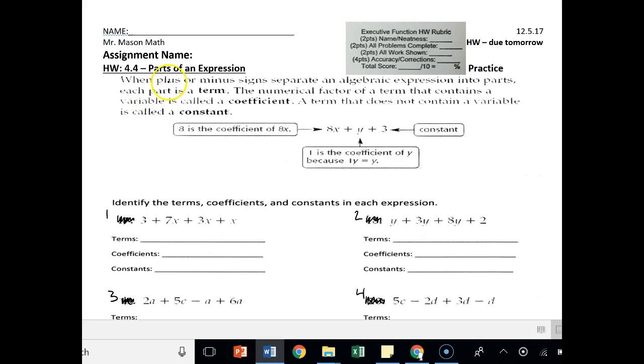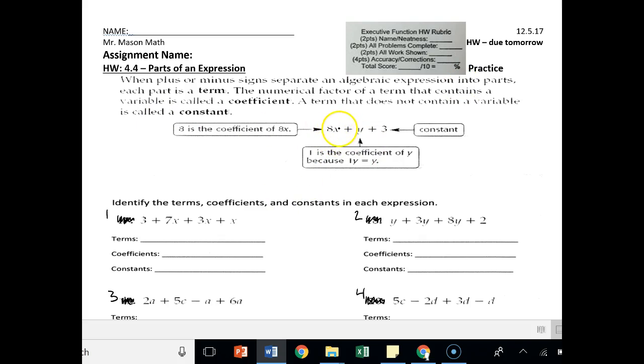So let's read this. When plus or minus signs separate an algebraic expression into parts, each part is called a term. The numerical factor of a term that contains a variable is called a coefficient. So that's fancy for saying any number in front of a variable, that's called a coefficient, right? Attached by multiplication. A term that does not contain a variable is called a constant.